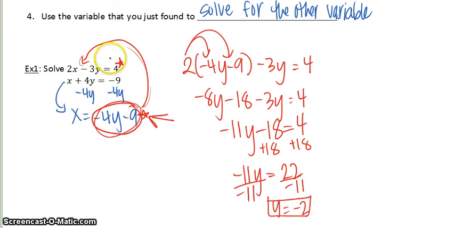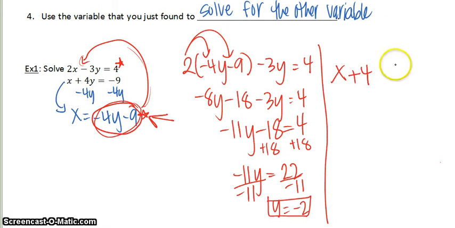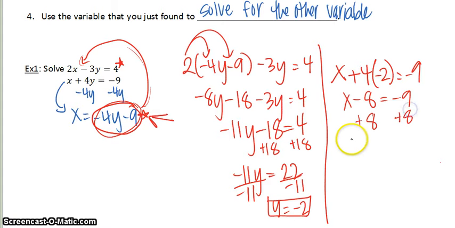So if I plug that into either one of my original equations, I'm going to pick the second one because I just did the first. Okay, so I'm going to plug it in. So I have x plus 4y, but we know y is now -2, equals -9. So x plus, which is really -8, equals -9. Add 8 to both sides. So you get x equals -1.